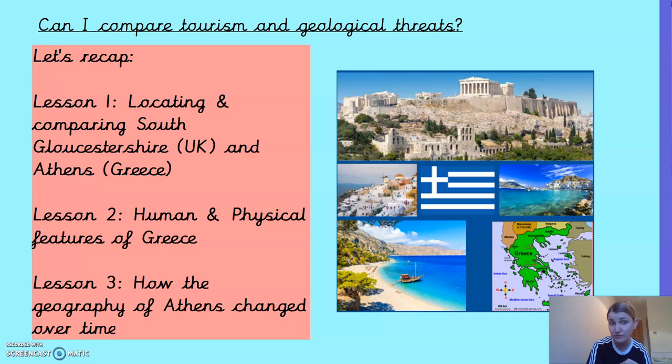Then we moved on to looking at the human and physical features of Greece. Remember, human is something that is man-made. Physical is something that is naturally occurring. We identified lots of different things and some facts about Greece there.